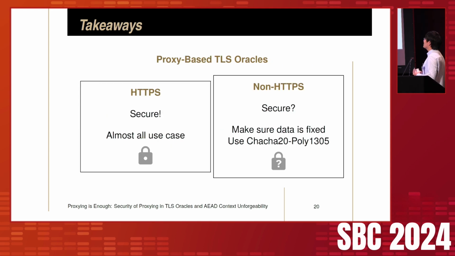So the takeaway here is that we're trying to implement some sort of proxy-based TLS oracles. And we have categorically proven that for HTTPS, as long as the server is a correct server that does not do weird things, it's secure. And that should cover almost all use cases we could ever feasibly think of in an oracle scenario. For the non-HTTPS scenario, we need to give it a little more thought. It's secure as long as we can make sure the data is fixed and we use the correct cipher suite. Otherwise, we have the very specific attack that could bypass the security of the oracles.